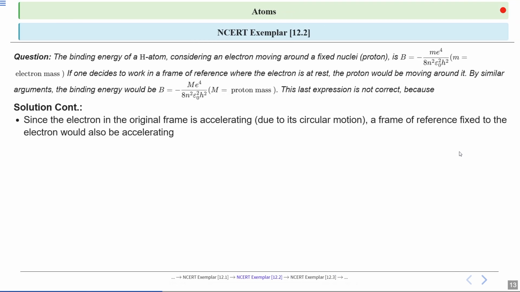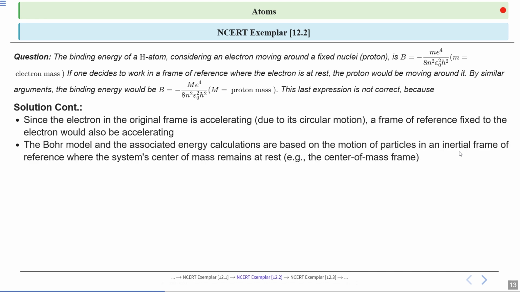First, let's consider what happens when we try to use a frame of reference fixed to the electron. In the original setup, the electron is moving in a circle around the proton, so it's accelerating. If we now fix our frame to the electron, our frame itself is accelerating along with the electron. This is important because the laws of physics, especially Newton's laws, work best in inertial frames, that are not accelerating.